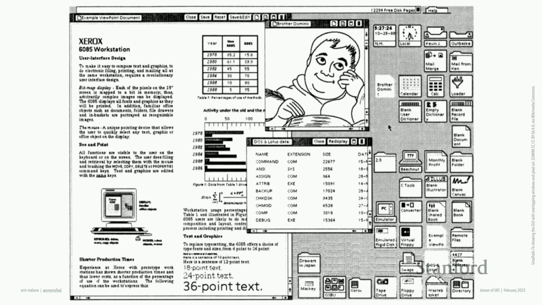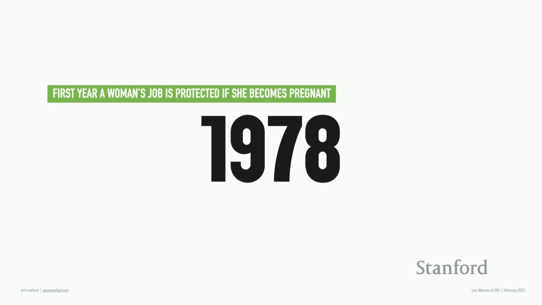1978 is the first year a woman's job was protected if she became pregnant. Up until that point, if a woman got pregnant, she could be fired. And then the Pregnancy Discrimination Act was passed, which made discrimination for being pregnant part of the sex discrimination laws.